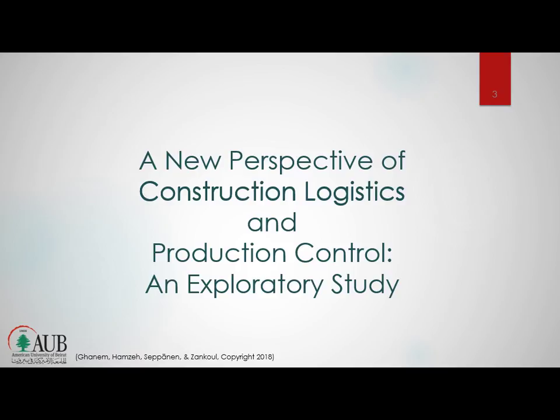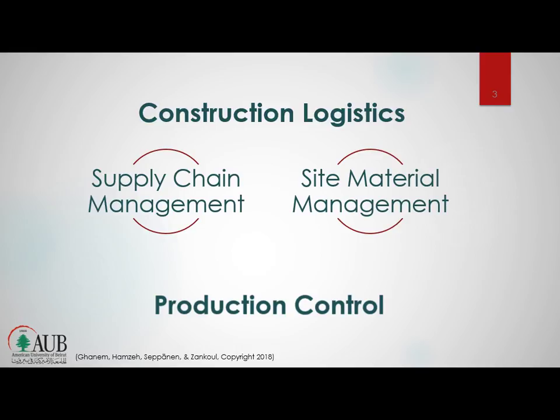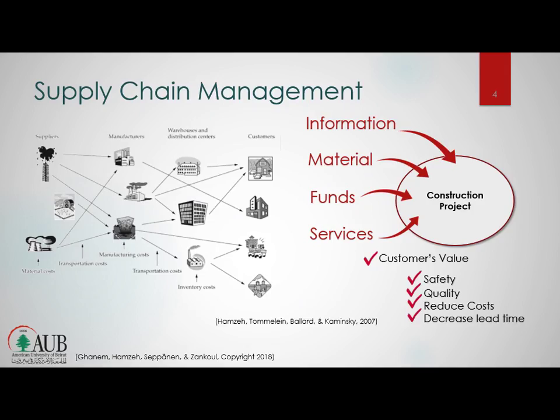So this is the title of the paper, A New Perspective of Construction Logistics and Production Control. The two main constituents of this title are construction logistics, which could be divided into supply chain management and site material management. Supply chain management could be defined as a set of approaches used to utilize efficiently suppliers, manufacturers, and warehouses to deliver, in our case, information, material, funds, and services to the construction site, keeping an eye on the customer's value, such as safety, quality, cost, and time reduction.